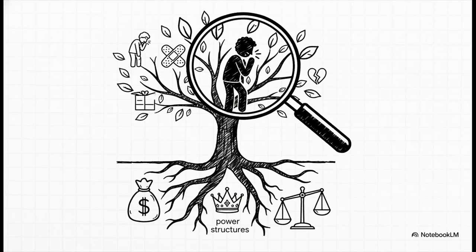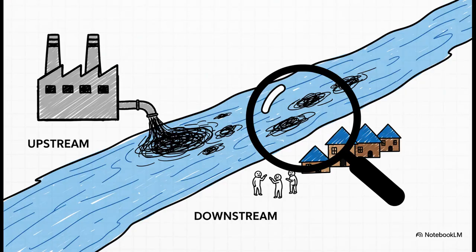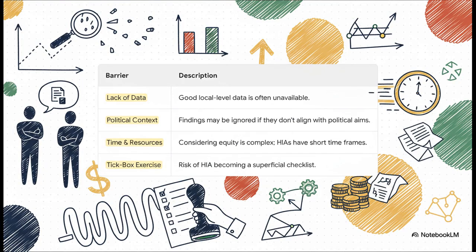Then there's the second flaw, and it's a huge one: a massive blind spot. The current tools are just not good at looking at what some people call the causes of the causes. The deep-seated issues like how power, money, and resources are spread out in a society. They're great at looking at the symptoms, but they totally miss the underlying disease. And this brings us to problem number 3. Think of it like this. These assessments are much better at looking downstream, at the immediate, obvious effects of something. They're not so great at going upstream to figure out which fundamental policies are actually poisoning the river in the first place.